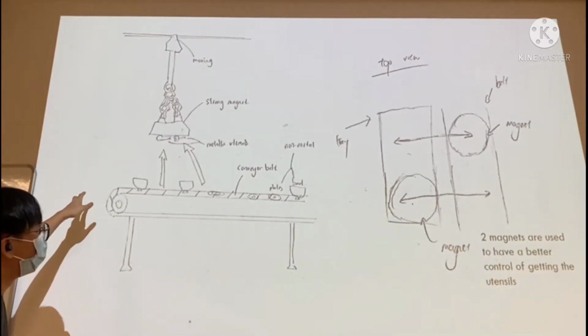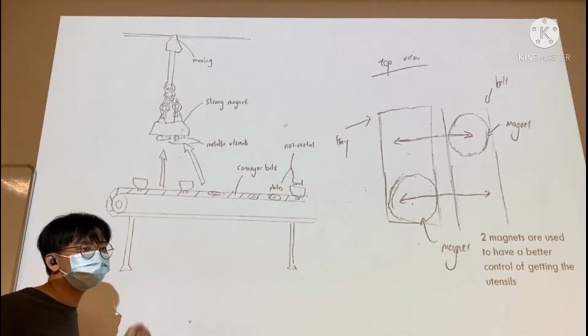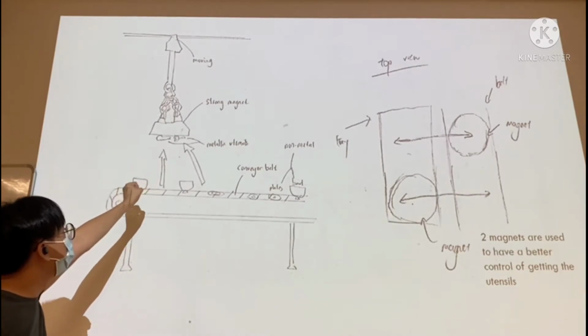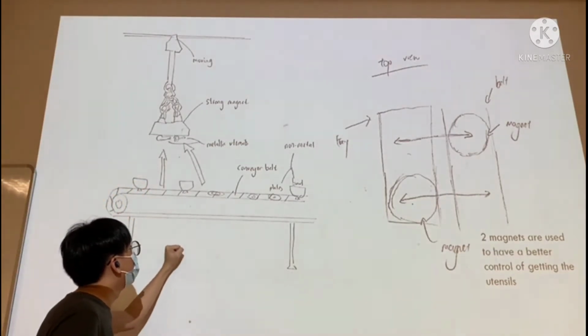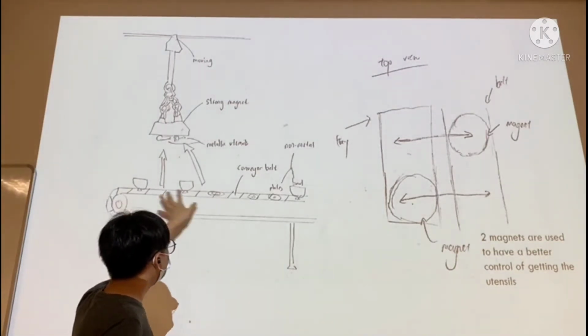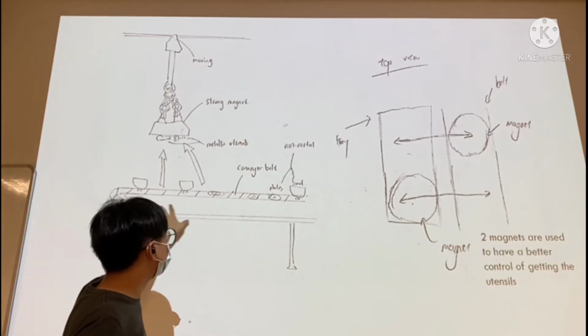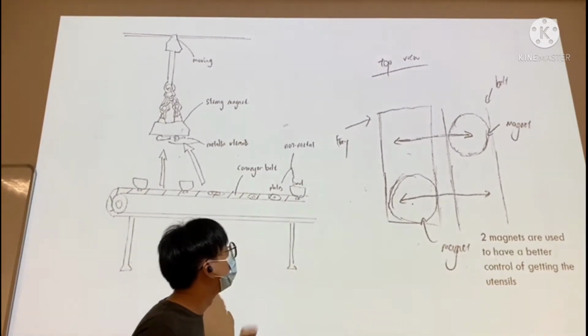Now, this is an illustration of how we predict our idea 2 is going to go. As you can see, there is a moving electromagnet which picks up all the metallic utensils. Meanwhile, we have the conveyor belt, which is moving along, pushing the plates and bowls to the other side.